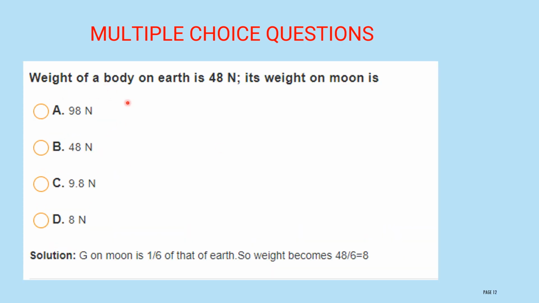Next question: the weight of a body on Earth is 48 Newton. Its weight on the Moon is option A, 98 Newton; option B, 48 Newton; option C, 9.8 Newton; option D, 8 Newton. The weight of a body on Earth is 6 times more than its weight on the Moon. Otherwise, the weight on the Moon is 1 by 6 of the weight on the Earth. So the weight becomes 48 divided by 6, which is 8. The correct answer is 8 Newton.